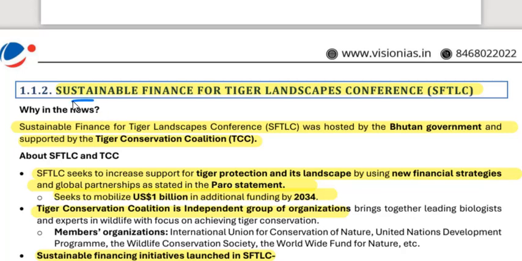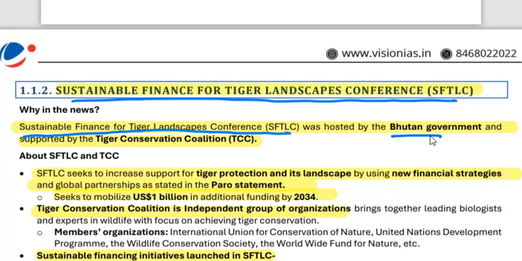Moving next to the Sustainable Finance for Tiger Landscapes Conference. This was in news because the Sustainable Finance for Tiger Landscape Conference was hosted by the Bhutan government and supported by the Tiger Conservation Coalition, that is TCC. What is this SFTLC? It seeks to increase the support for tiger protection and its landscape by using new financial strategies and global partnership, as stated in the Paro statement.